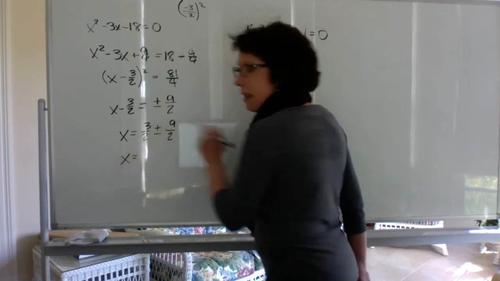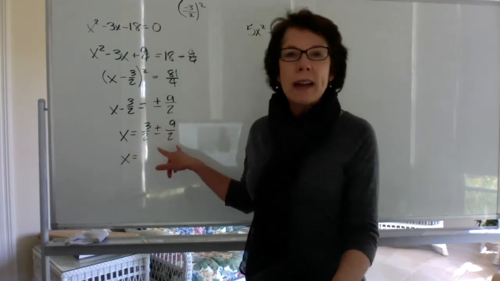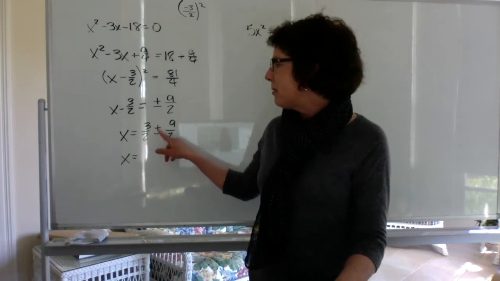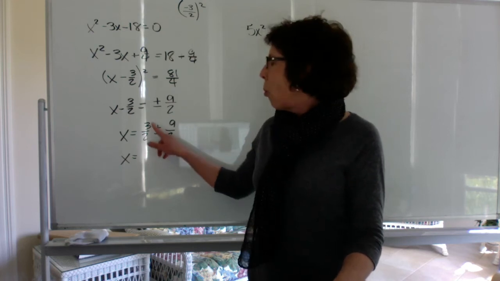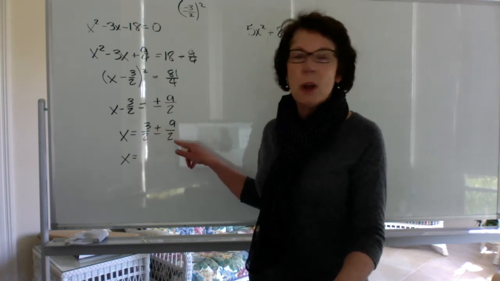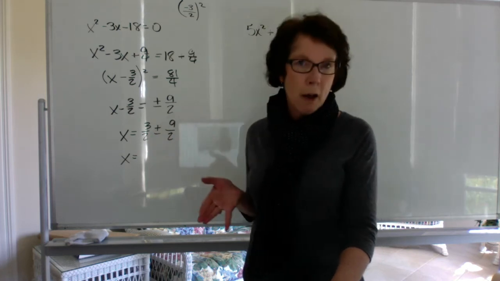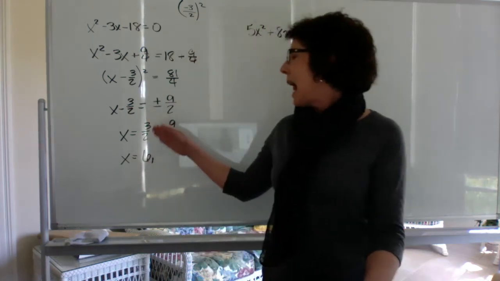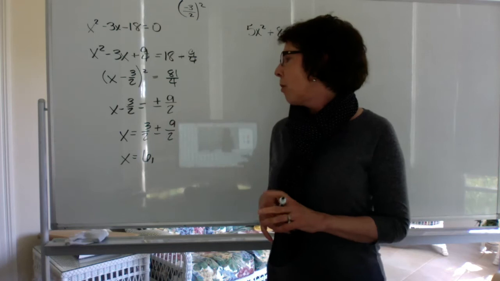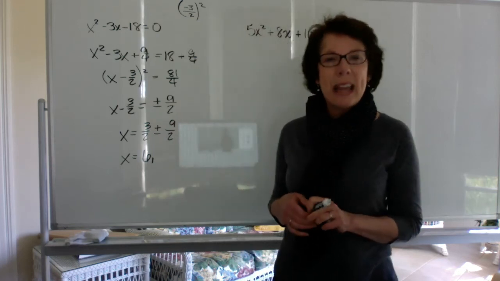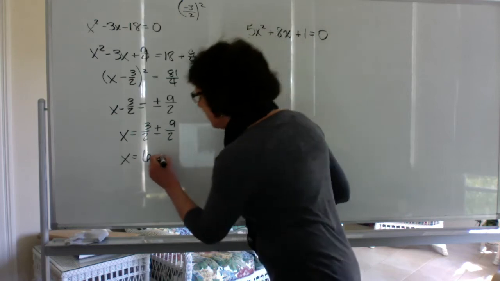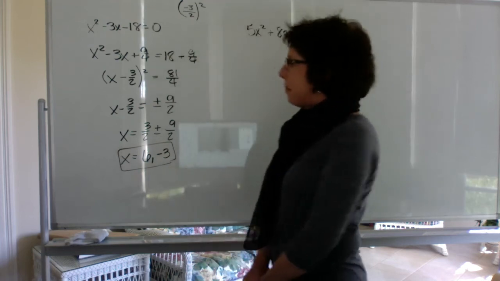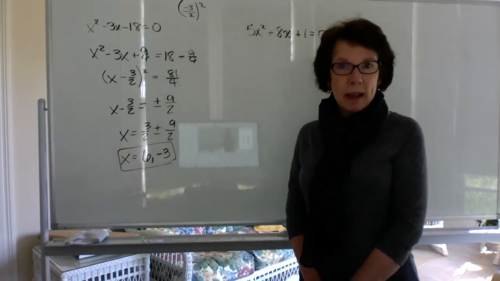Now, you cannot leave it like that, okay? You've got to combine these two because they're both rational numbers. So let's first add. My first option is to add. What is 3 halves plus 9 halves? Well, 3 halves plus 9 halves is 12 halves, which is 6. So 6 is one of my answers. Let's do 3 halves minus 9 halves. Well, 3 minus 9 is negative 6, so I get negative 6 halves, and negative 6 halves is negative 3. Negative 3. Okay, and that is my answer by completing the square.